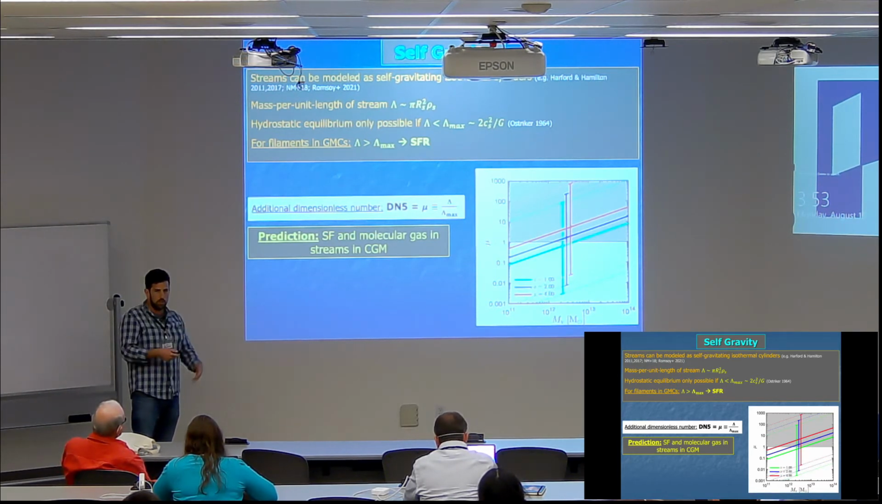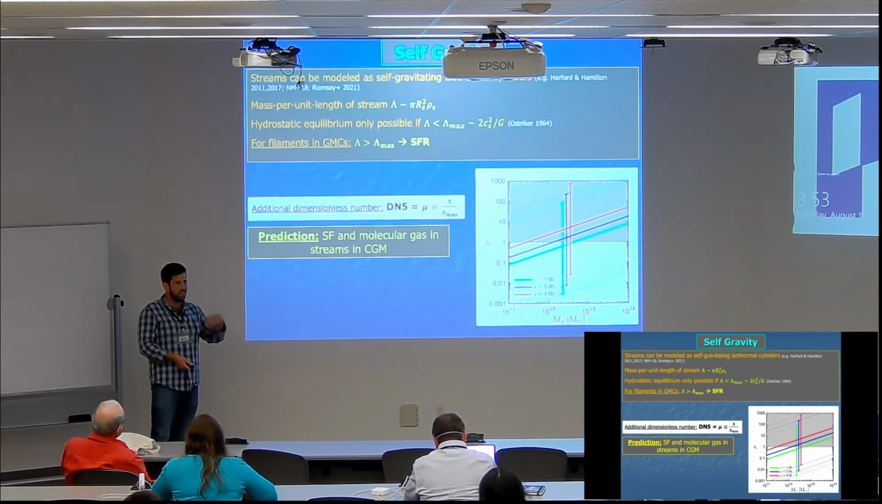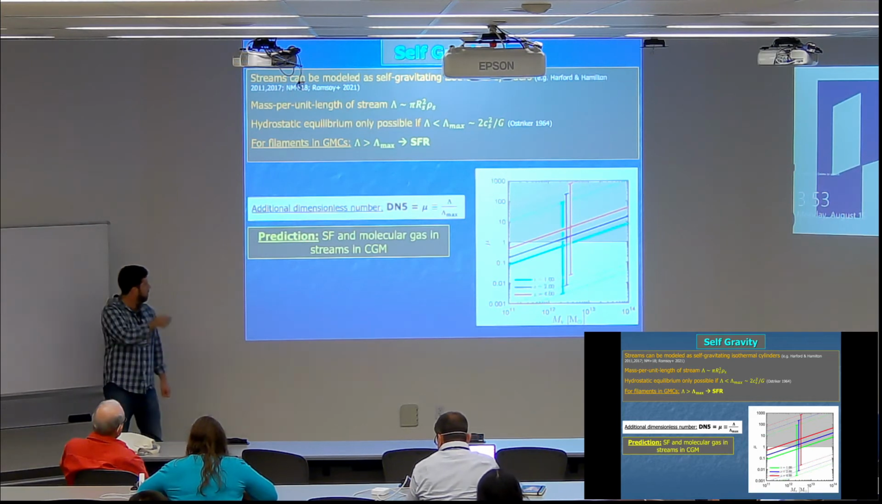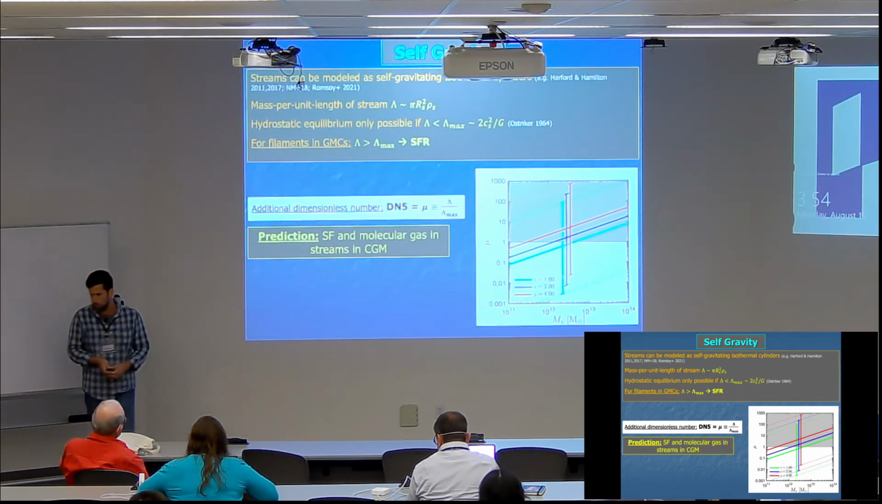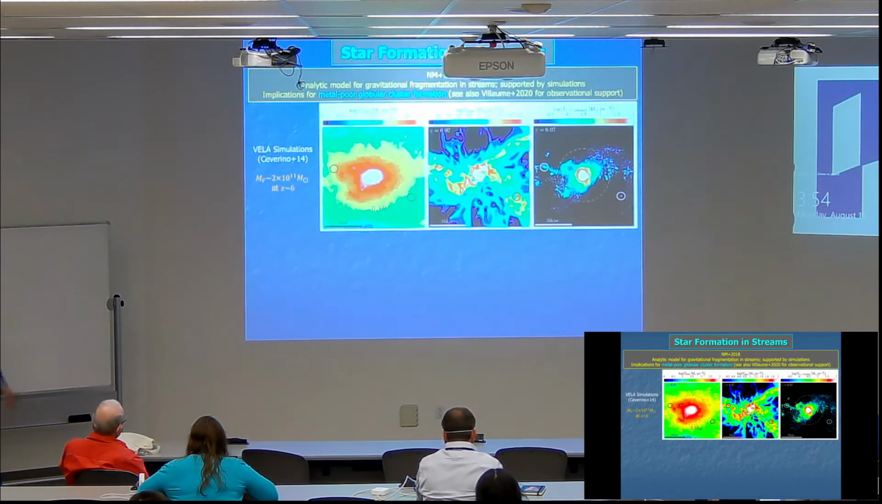And we know from observations of filamentary structures in giant molecular clouds in the interstellar medium that once lambda becomes larger than lambda max, that triggers star formation. So a fifth dimensionless parameter defining the problem is mu, basically the ratio of lambda to lambda max. And as you can see, for a large region of the predicted parameter space, mu is indeed larger than 1, meaning we predict star formation and molecular gas forming in filaments in the CGM.